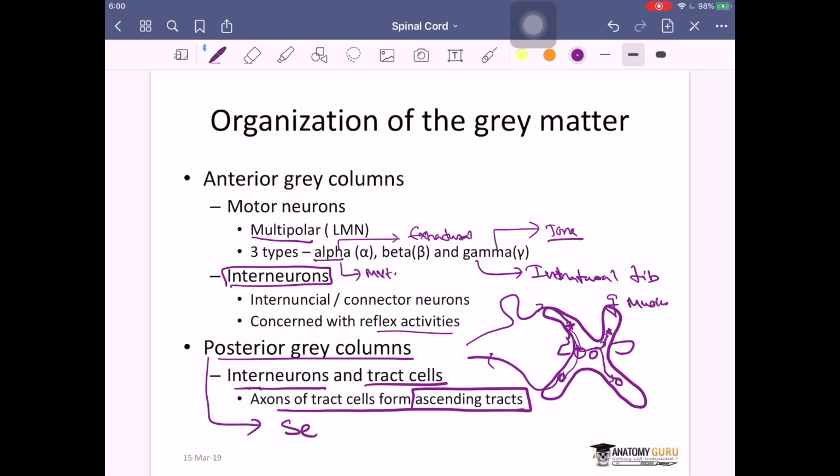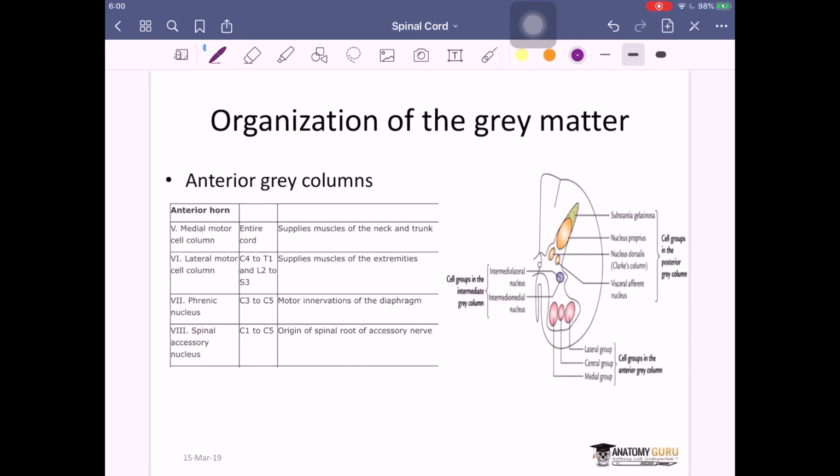So you got your motor neurons, interneurons, and here in the posterior gray column, you can simply call them, for your simple understanding, sensory neurons. Sensory neurons are present in the posterior column, motor neurons are present in your anterior gray column, and interneurons are present in your intermediate or lateral column. Now let us talk about your anterior gray column.